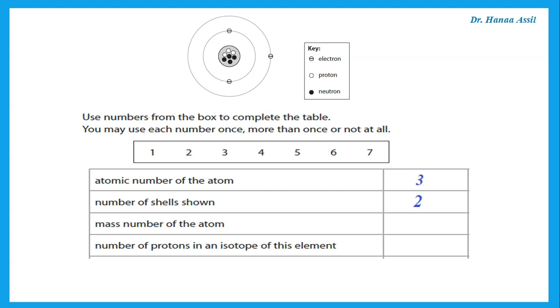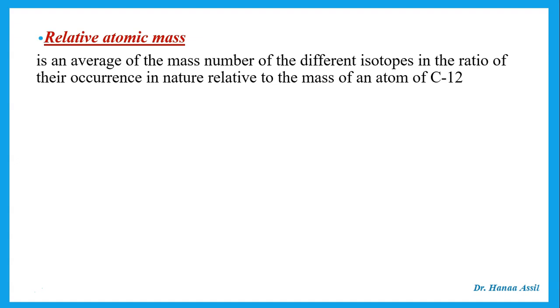What is the mass number of the atom? How do we get mass number? Mass number is the total number of protons and neutrons. So we add up everything in the nucleus, that is 7. What is the number of protons in an isotope of this element? Remember, all isotopes have the same number of protons. So an isotope would have the same number of protons.